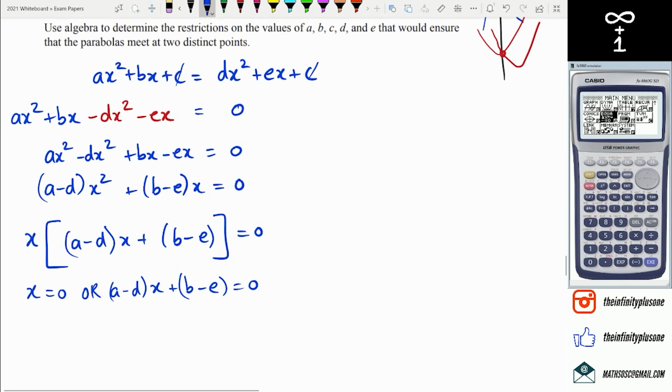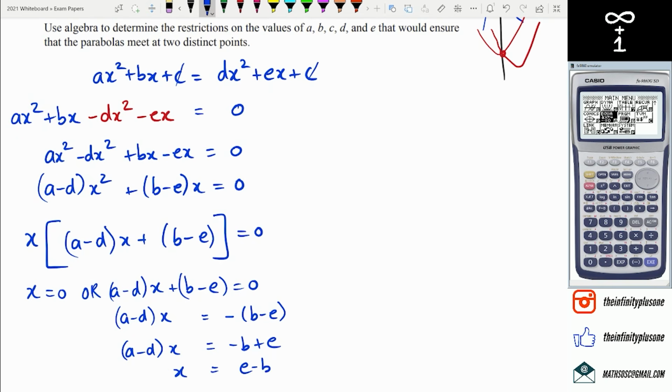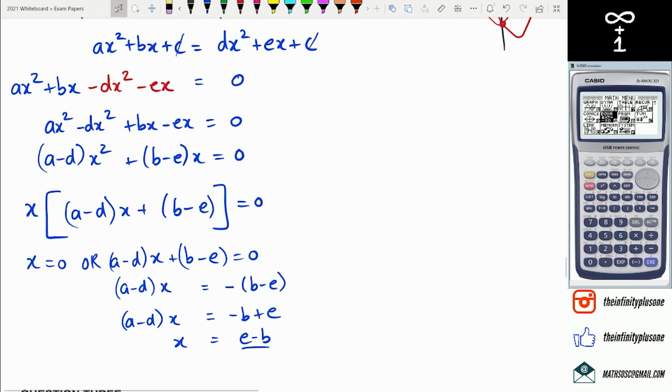So if I rearrange that, I'm going to get (a minus d)x equals the negative of (b minus e), or in other words, negative b plus e. And on this side, I've got (a minus d)x. And so x is equal to (e minus b) divided by (a minus d). So, as I said in the diagram before, the first solution is going to be x equals 0, because they have the same y-intercepts.